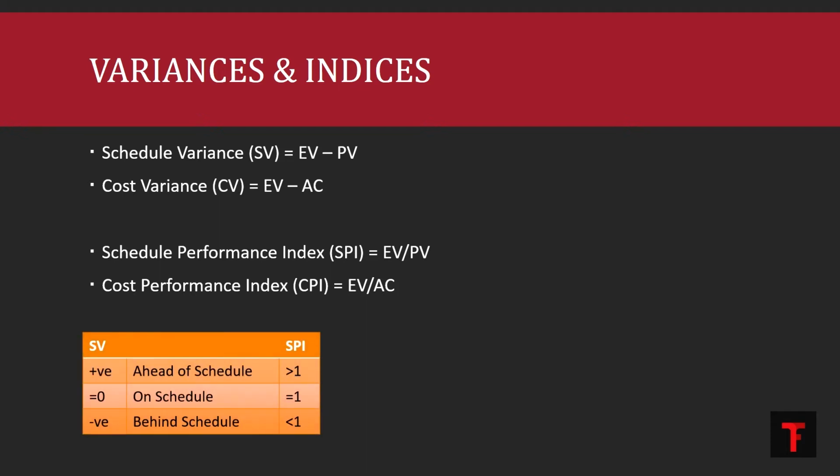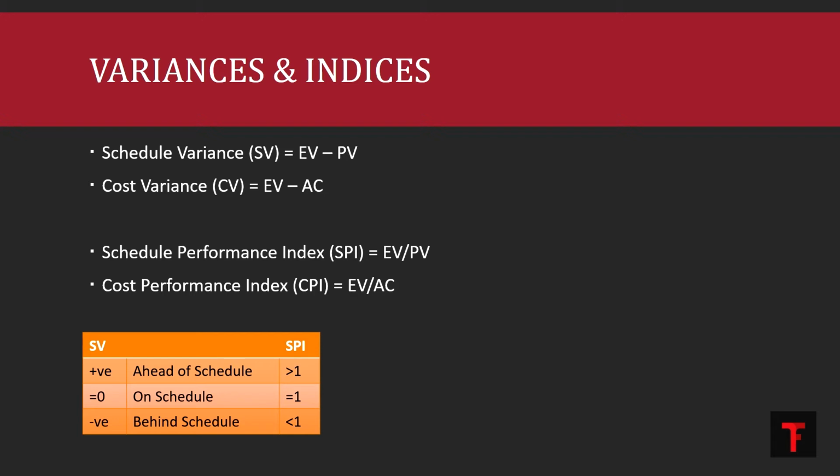For example, let's see schedule variance and schedule performance index. Consider the schedule performance index value is greater than 1, or a similar situation in schedule variance where the value is positive. Then we can say that our project is currently ahead of schedule. When it is equal to 0 for SV or equal to 1 for SPI, then I can say that the project is on schedule. And when schedule variance is negative or SPI is less than 1, I can say that my project is behind schedule.